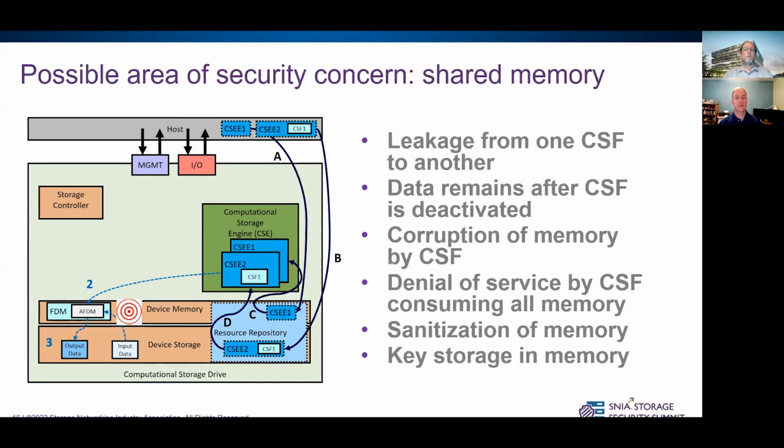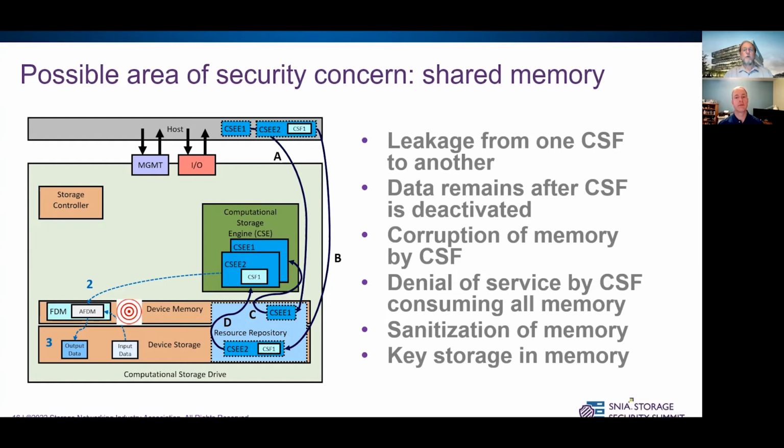So our next area that we talk about is, what about the shared memory? You have this device memory. It is being shared by multiple functions that are running and multiple instances of a function that are running that are accessing data in that memory. Jason talked about the fact that you can have allocated function data memory, and that allocation allocates some amount of physical memory to be used by a particular instance of a computational storage function.